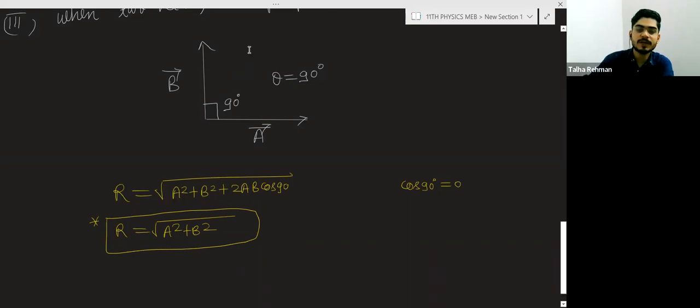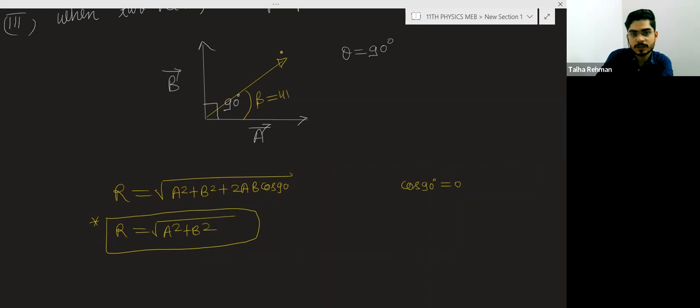Now what will be the beta? Beta is the angle between the resultant vector and, suppose this is your resultant. In this case, your beta will be 45 degrees. This is your beta, this will be 45 degree, and this also will be 45 degree. Means both the vectors will make an angle of 45 degree with the resultant vector.